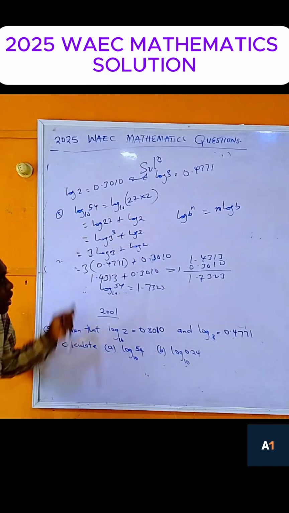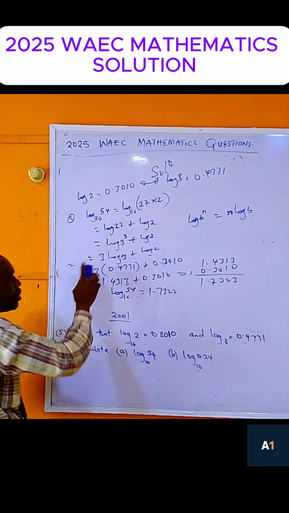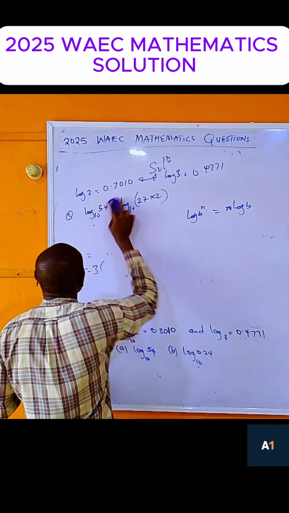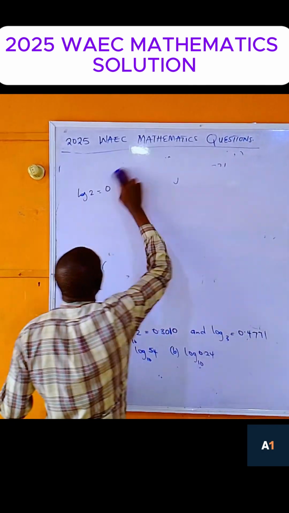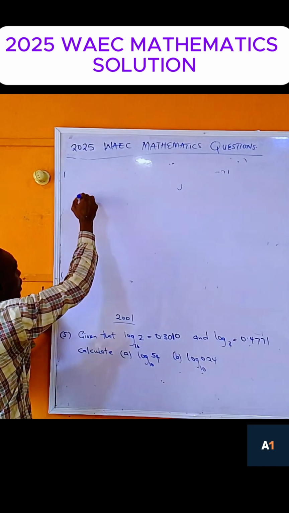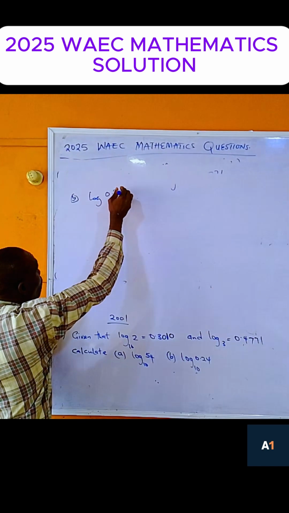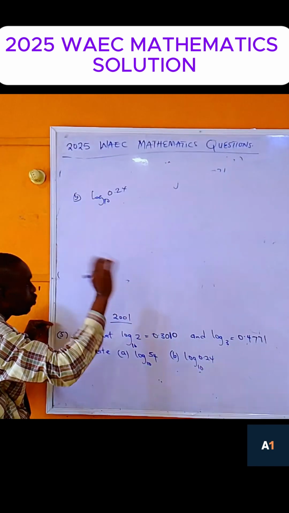Now let's solve another one, so you can download, because I cannot wait for you like that. So you can download it too. So let me solve the second one, the last one, which is number B, is given as log 0.24 base 10. So what you do here is this.